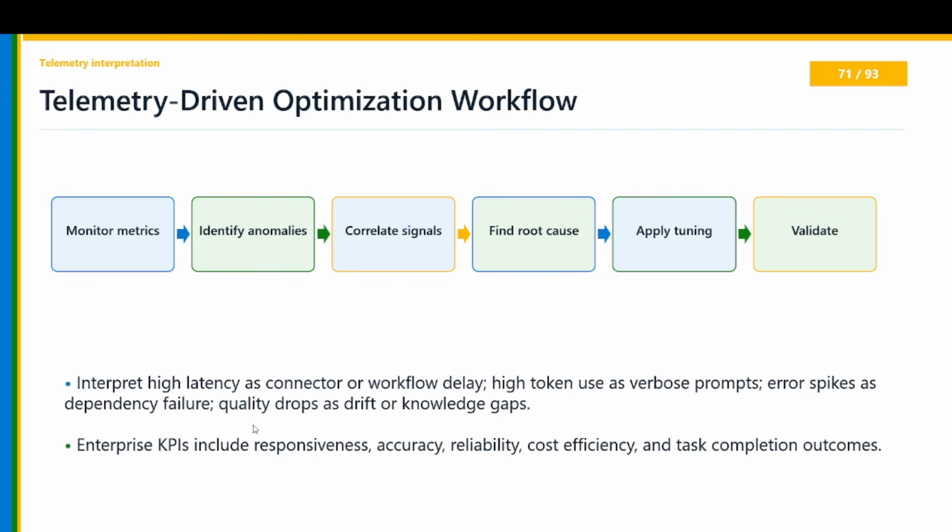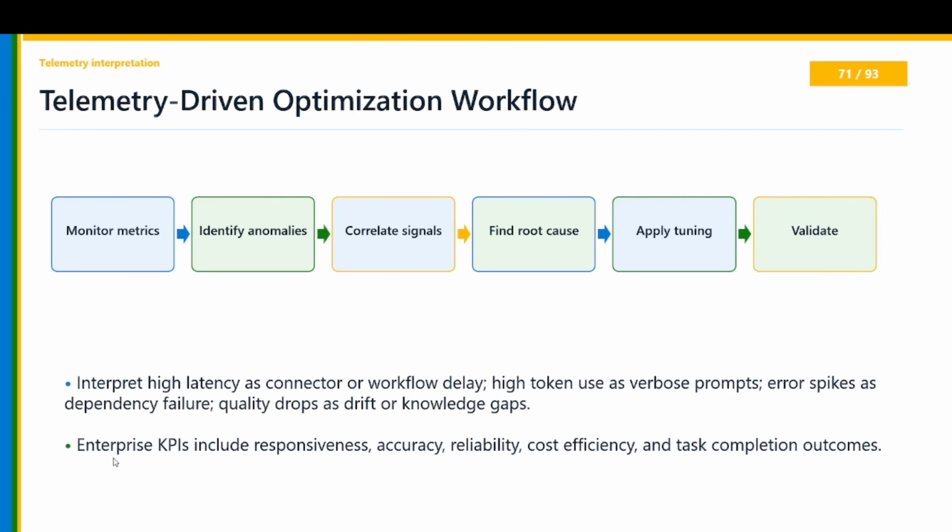And then interpret quality drop as drift or knowledge gaps. So these are how you read meaning into all this. So in order to use the telemetry optimization workflow, enterprise KPIs include responsiveness, accuracy, reliability, cost efficiency, and task completion outcomes. So these are the KPIs, or the return on investment, that you're actually generating here.